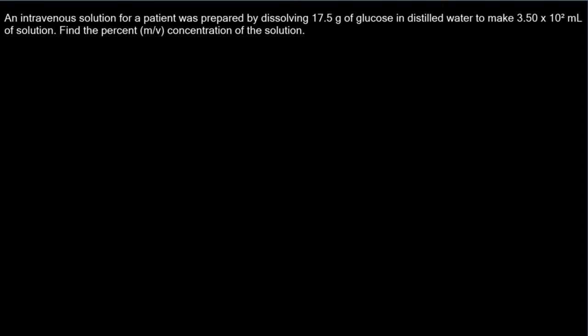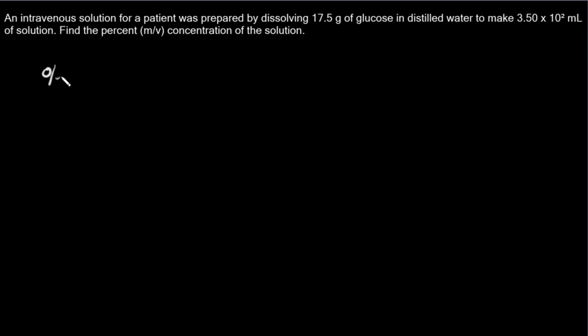Let's take a look at another question. We have an intravenous solution, an IV solution. This is what happens when you go to the hospital and they hook you up to all the IVs. This solution was prepared by dissolving 17.5 grams of glucose, which is just sugar, in water to make a 350 milliliter solution. Find the percent mass volume concentration of the solution.